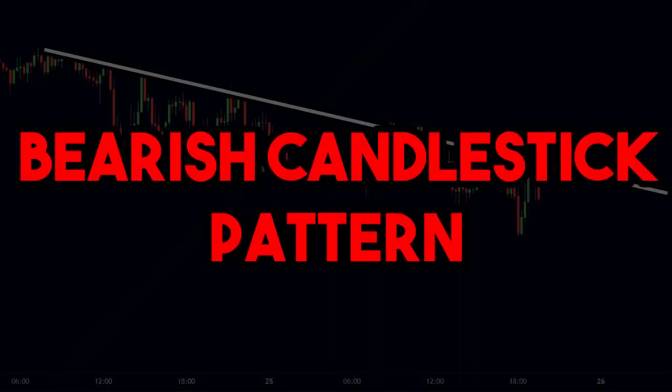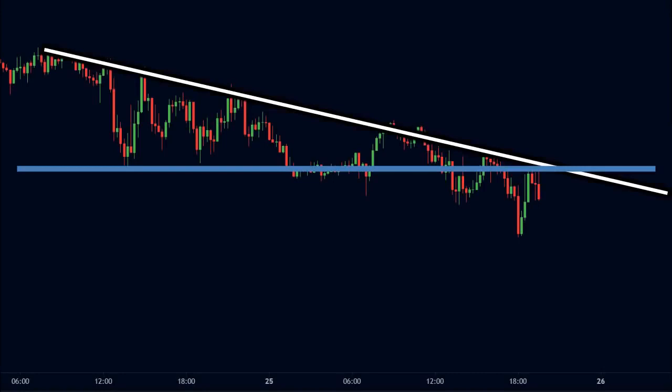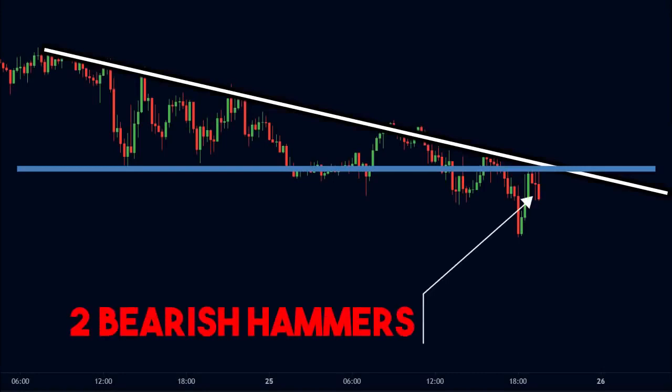So we wait for a bearish candlestick pattern to appear. As you can see here, two bearish hammer candles appear in quick succession. This is a perfect opportunity, and we sell the stock here.